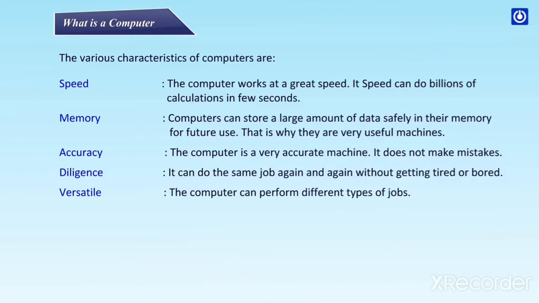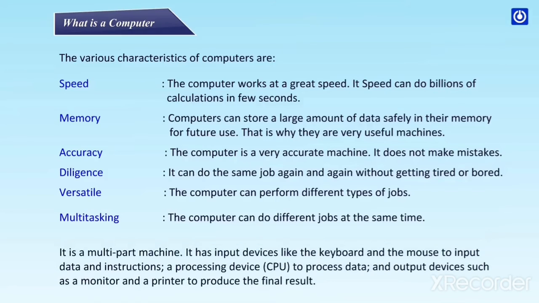Versatile. The computer can perform different types of jobs. Multitasking. The computer can do different jobs at the same time. It is a multi-part machine. It has input devices like the keyboard and the mouse to input data and instructions, a processing device, the CPU, to process data, and output devices such as a monitor and a printer to produce the final result.